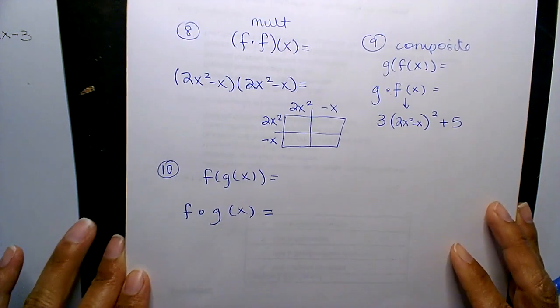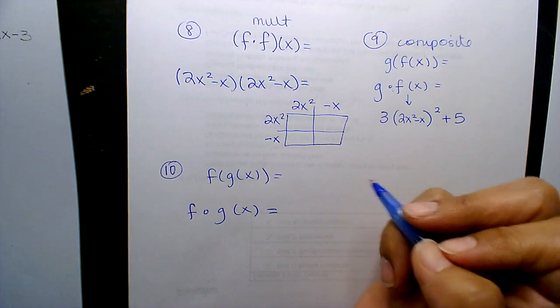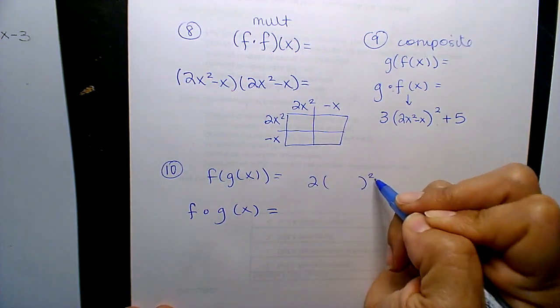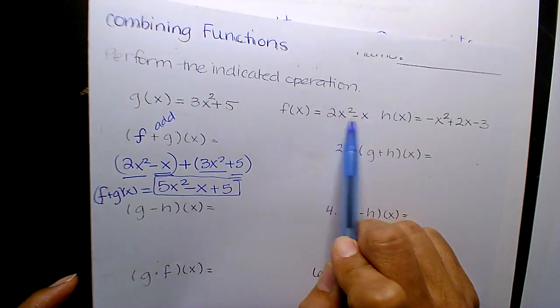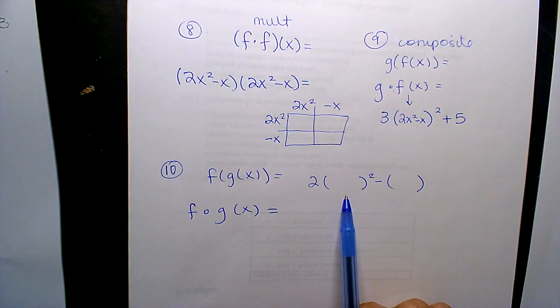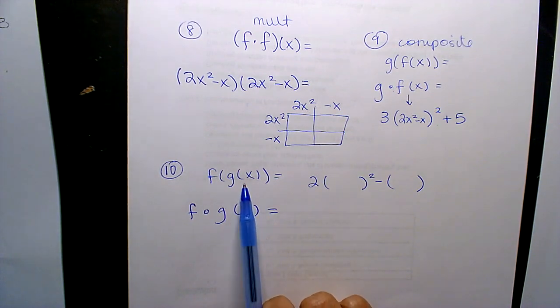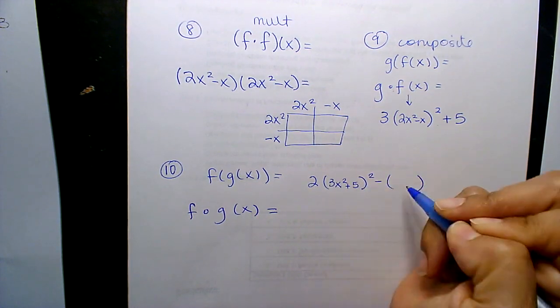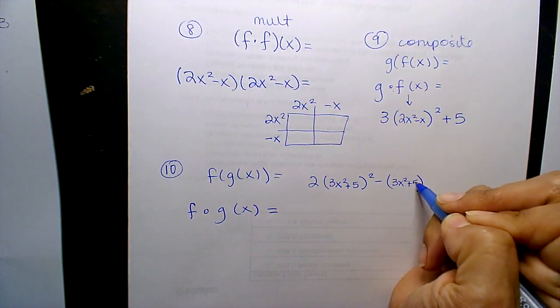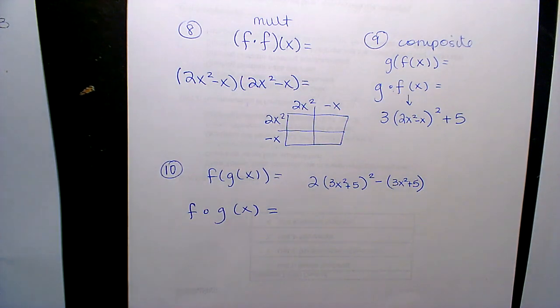And then here on the f of g of x, what's the f function? 2x squared minus x, right? So wherever you have an x, you're going to be substituting. What am I going to substitute? The g function. And the g function is 3x squared plus 5. It's just instead of putting in a value, like a 4, -2, 0, whatever, you're substituting that. So some of them can be a little bit of work, and some of them can be a lot of work.